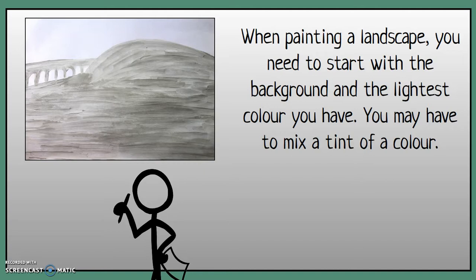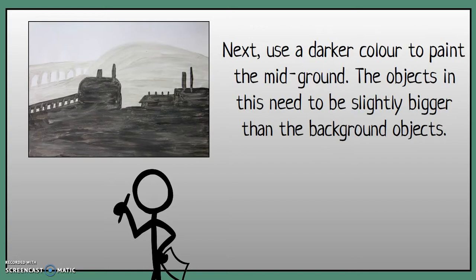The next thing is going to be our midground, and this is going to be with a darker colour to paint the midground. Remember, we're doing that atmospheric perspective where things get slightly bigger, slightly more detailed, slightly darker. And we're focusing on the idea of darker. So your midground is going to cover some of the background you've already painted. It's going to overlap it, and then you're going to drop it down to the bottom of the page again, the same as you did with your background.